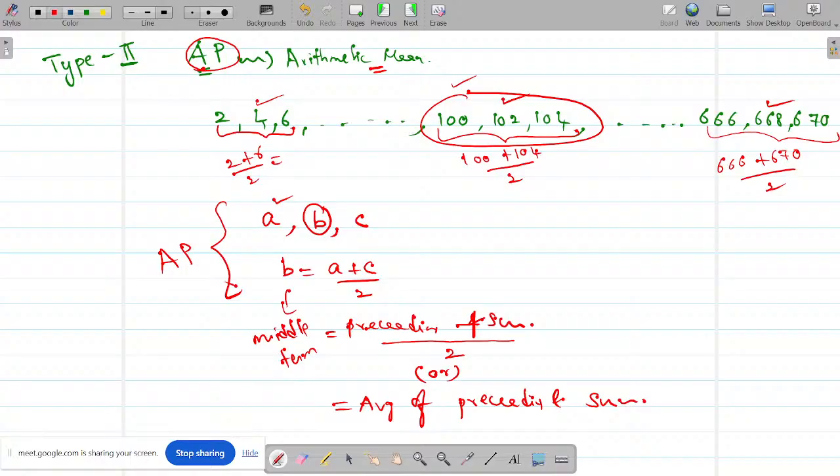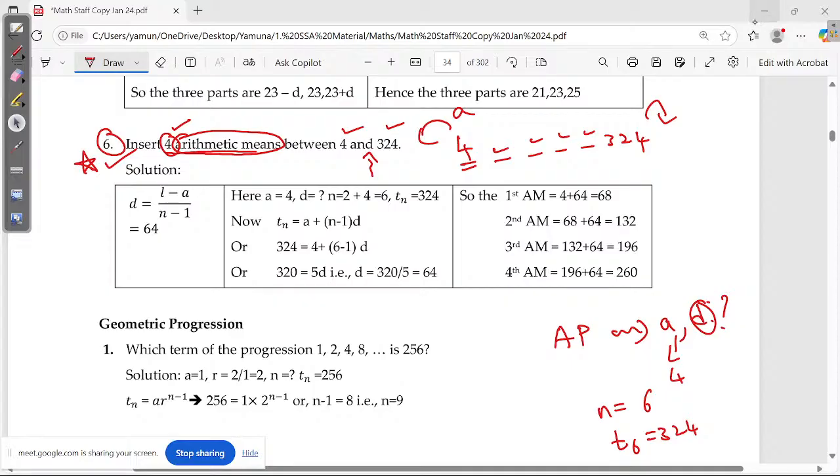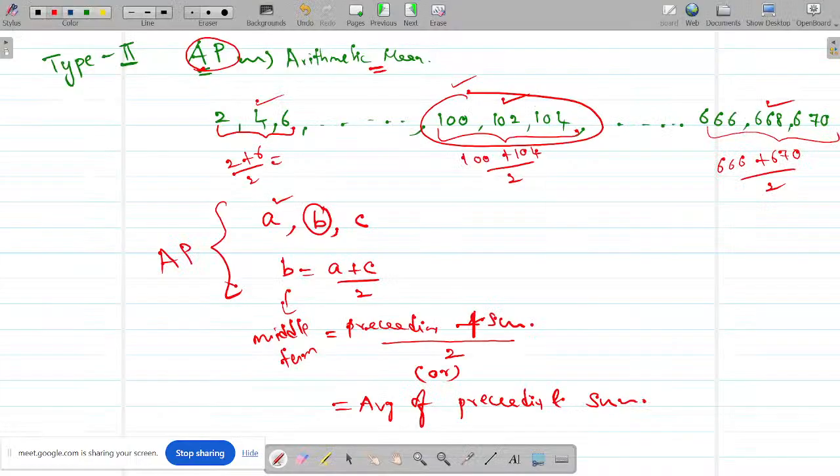6 alone. Actually, I have to try everything. 6 alone as an assignment. Okay. Next, we'll go for type 3. Type 3 is quite a different problem.